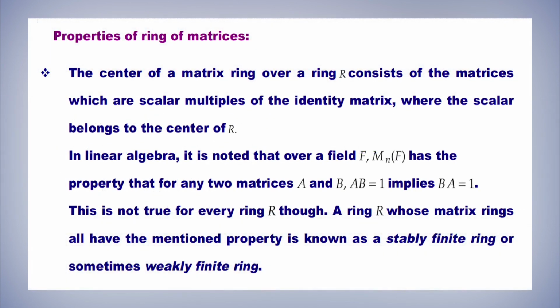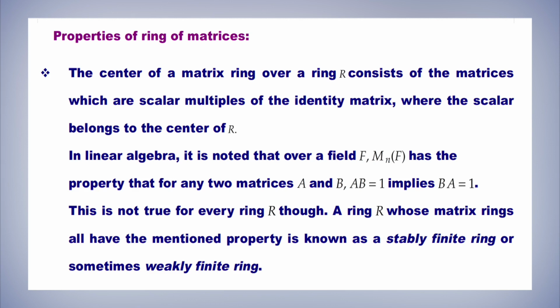The center of a matrix ring over a ring R consists of the matrices which are scalar multiples of the identity matrix, where the scalar belongs to the center of R. In linear algebra, it is noted that over a field F, Mn(F) has the property that for any two matrices A and B, AB equal to 1 implies BA equal to 1. This is not true for every ring R though.